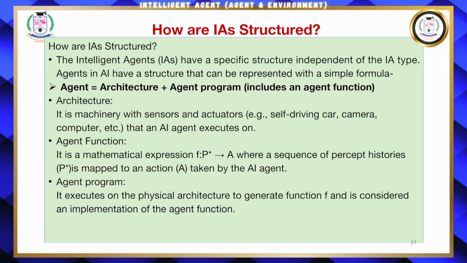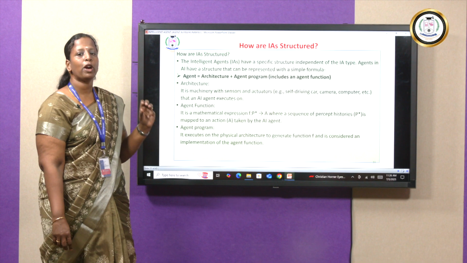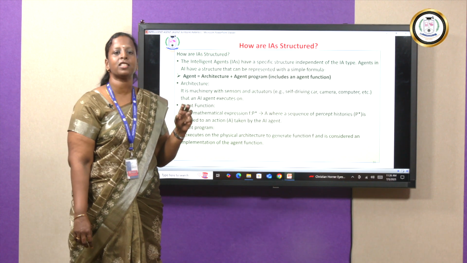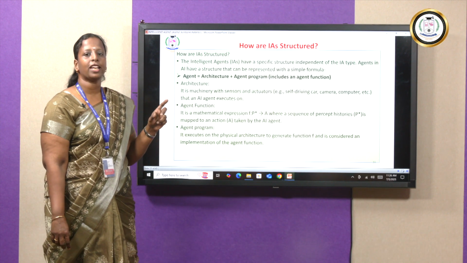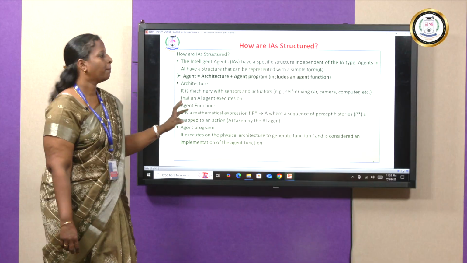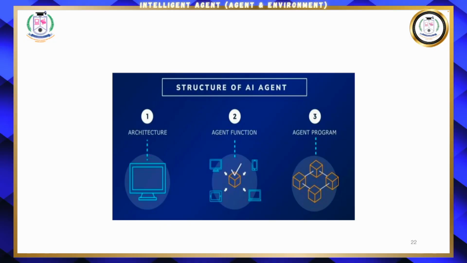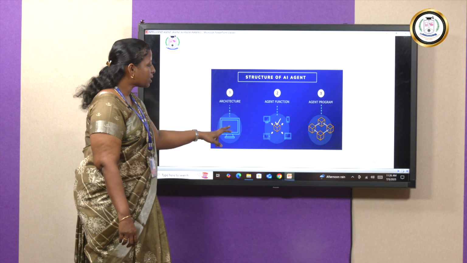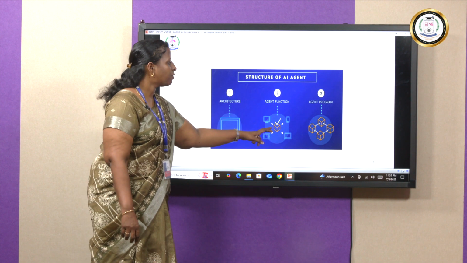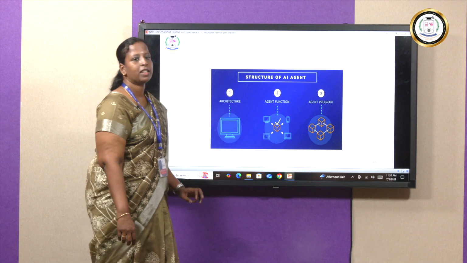Next, the agent program is the one by which the execution of the architecture takes place. So the formula for the intelligent agent is agent equals architecture plus agent program. This is the structure of an agent. I told you, agent is equal to architecture plus agent program. So this is the architecture, this is the agent function, and this is the agent program.